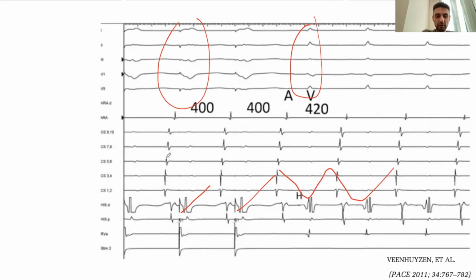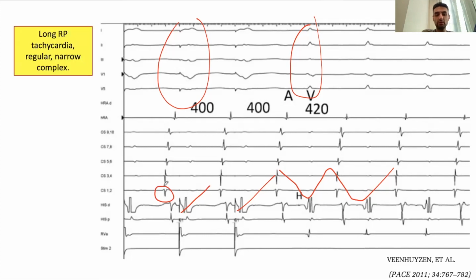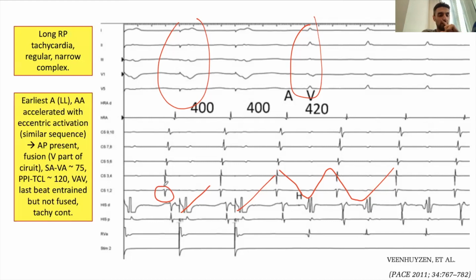So earliest A is in distal CS. Okay, so what we learned so far: we fused, we reset the tachycardia, it's eccentric atrial activation, there is AVRT that is present, or accessory pathway that's present. V is part of the circuit. So long RP tachycardia, okay. Narrow complex tachycardia, earliest A on the left, AA accelerated with eccentric atrial activation. Accessory pathway is present. There's fusion. V part of the circuit.